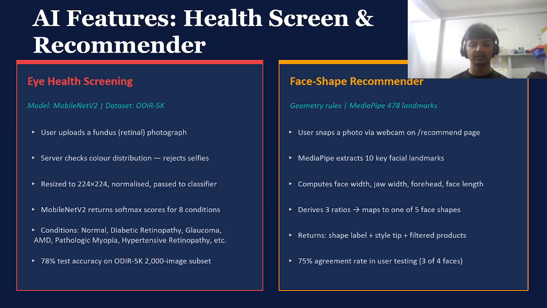From these, it computes three ratios: face width to length, jaw to cheekbone width, and forehead to jaw ratio, and maps the result onto one of five facial shapes: oval, round, square, heart, and oblong. The output page shows the detected shape, a style tip, and a filtered strip of recommended products from the catalog.